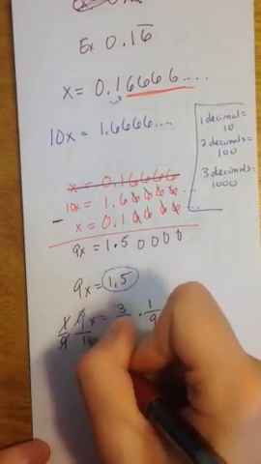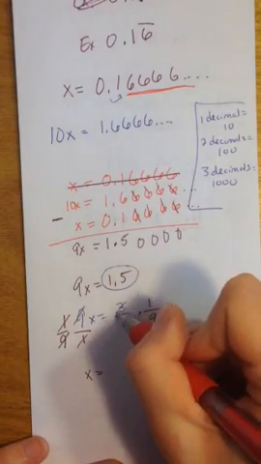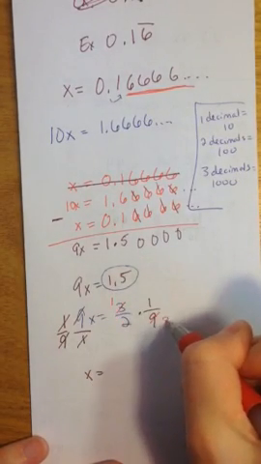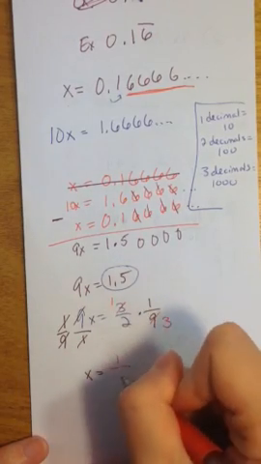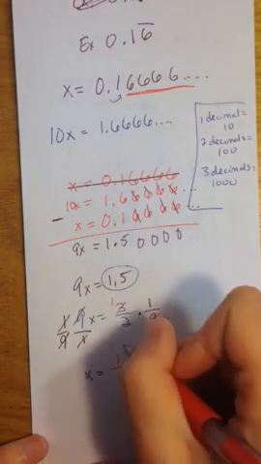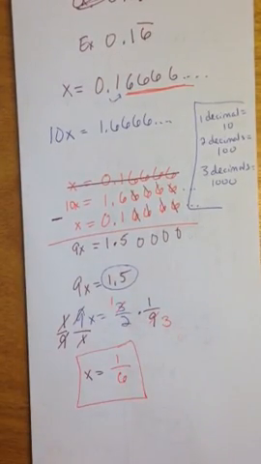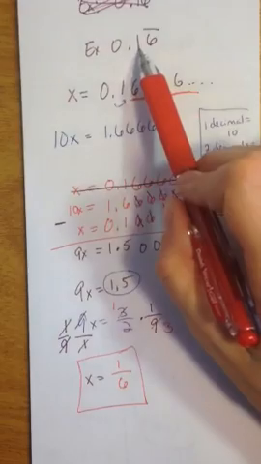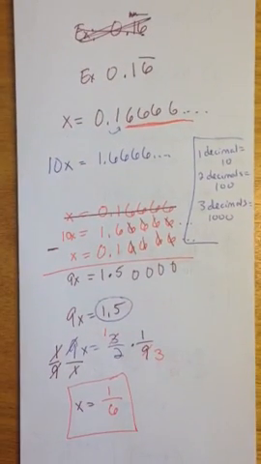So the 9 cancels and the 1 cancels to leave me with x. And then I can say 3 goes into itself once, and 3 goes into 9 3 times. So 1 times 1 is 1. 2 times 3 is 6. So I get 1/6. Okay, so if I went and typed 1/6 into the calculator, it would be the repeating decimal 1.1666666 forever and ever and ever.